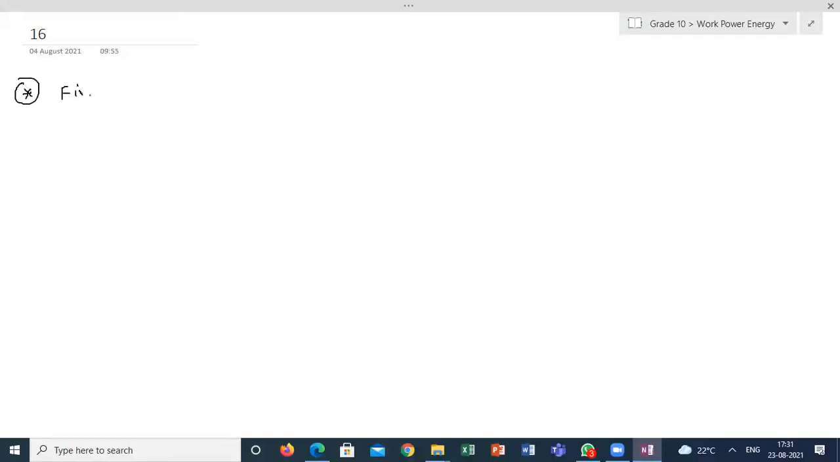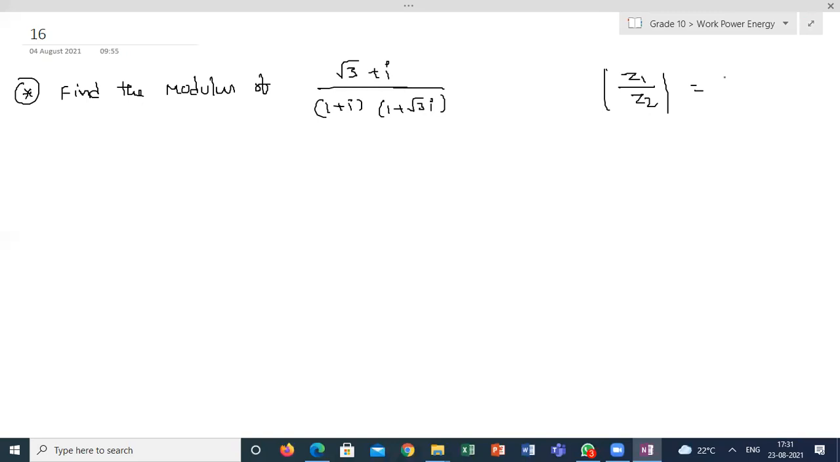Find the modulus of (root 3 plus i) divided by (1 plus i) into (1 plus root 3 i). As he said, you can use this one. The modulus of Z1 by Z2 can be written as mod of Z1 by mod of Z2. So we will get the answer in a shorter time.